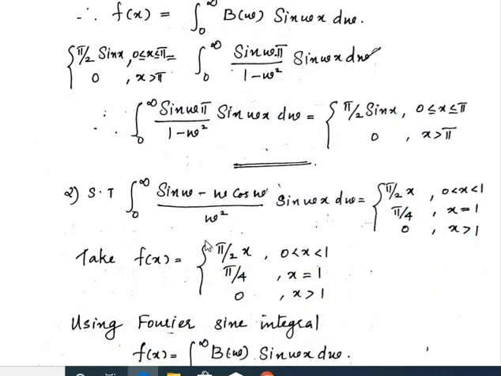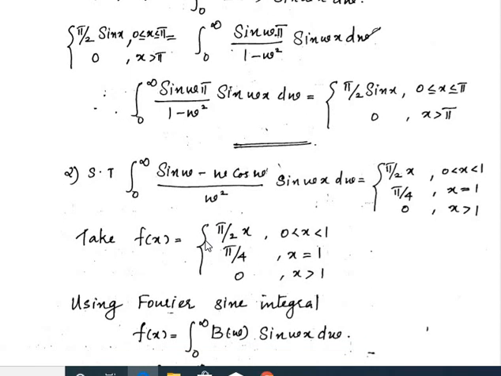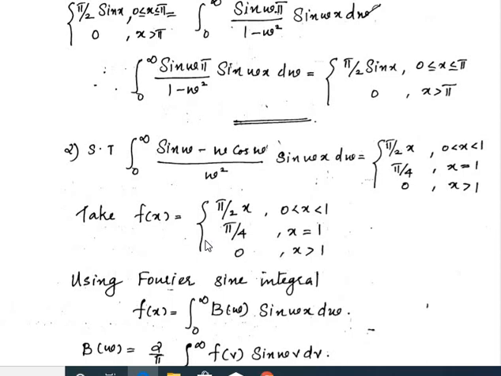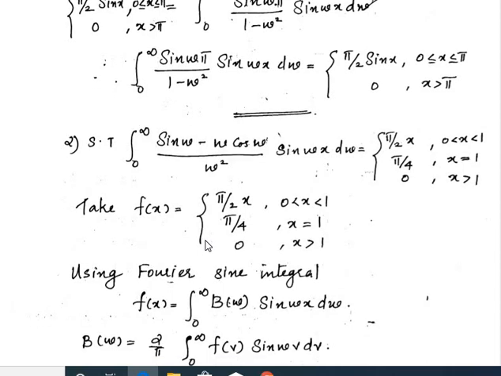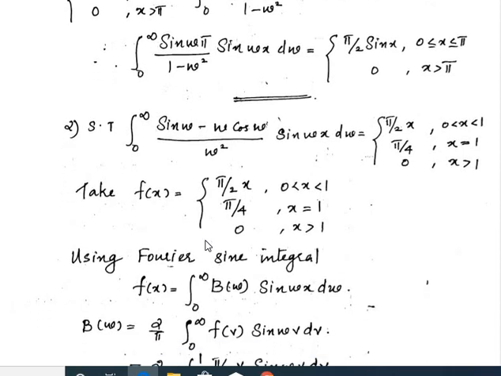Now move to the second question. Next question, same type of question: show that integral 0 to infinity of sin omega minus omega cos omega by omega square, times sin omega x d omega, equals pi by 2 x for 0 less than x less than 1, pi by 4 for x equal to 1, and 0 for x greater than 1.